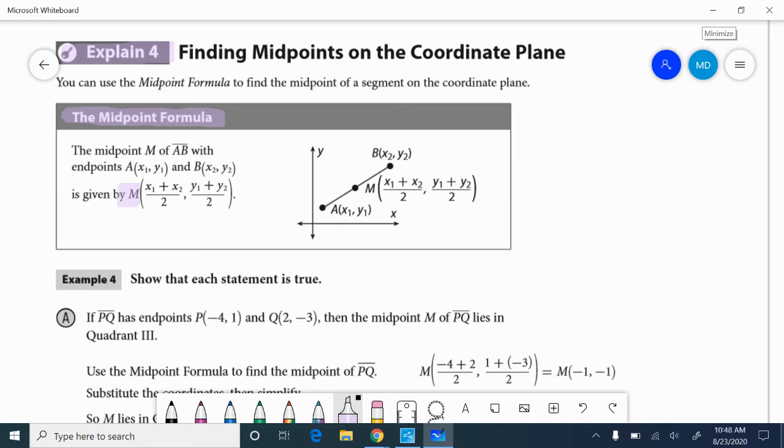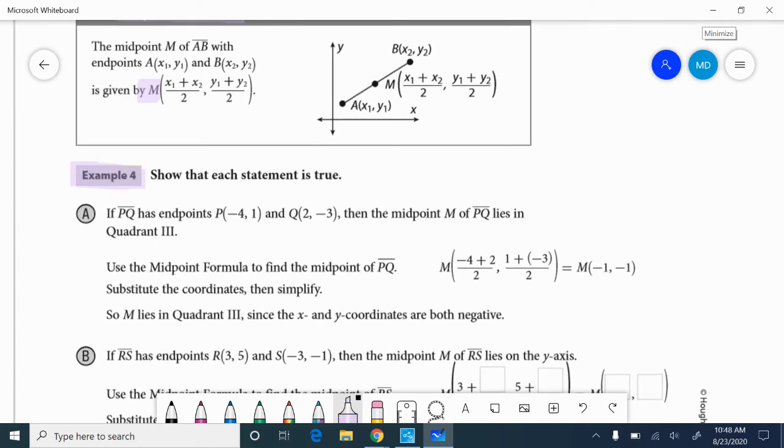You wouldn't necessarily have to have it graphed out so that you could see it, but it could help if you did have a visual picture, definitely. All right. So for example 4, we are going to show that each statement is true. Right here on A first, we're going to read through this. If segment PQ has endpoints P at (-4, 1) and Q at (2, -3), then the midpoint M of PQ lies in quadrant 3. So we got to remember our quadrants here.